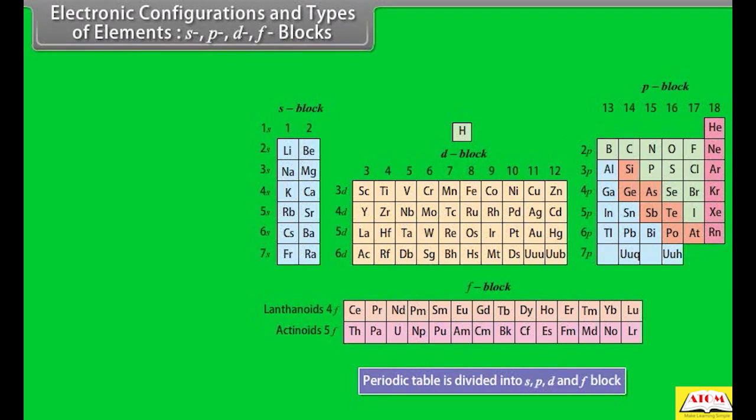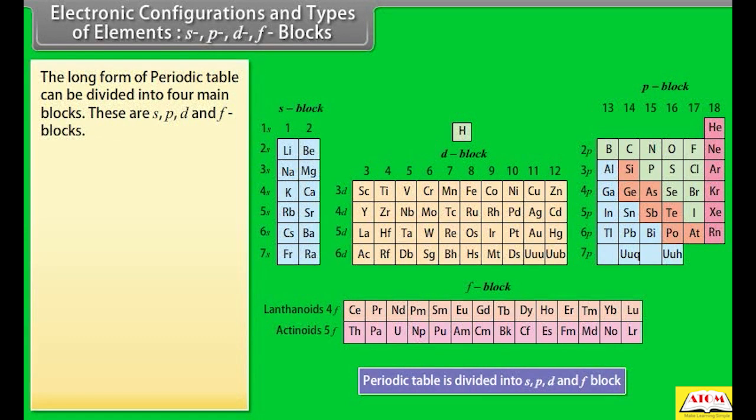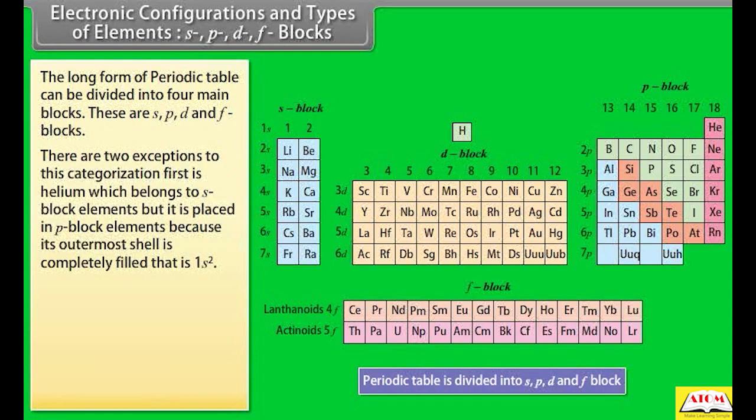Electronic configurations and types of elements. S, P, D, F blocks. The long form of the periodic table can be divided into 4 main blocks. These are S, P, D and F blocks. There are 2 exceptions to this categorization.